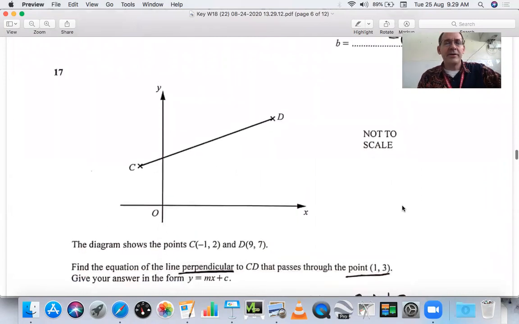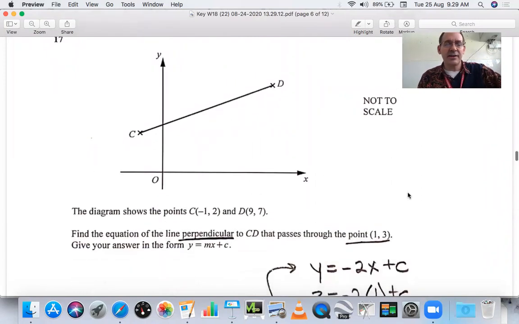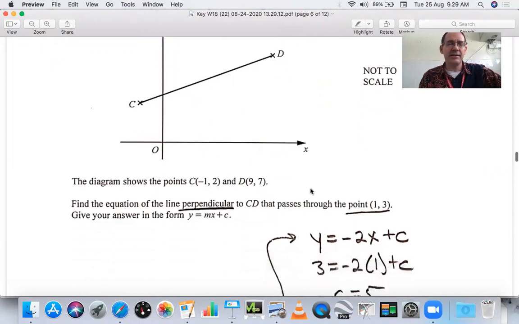Now we come down here and it gives us this line. This is like coordinate geometry, with our C and D, the points at either end. -1, 2 is the point C, 9, 7 is the point D. It says find the equation of the line perpendicular to CD.